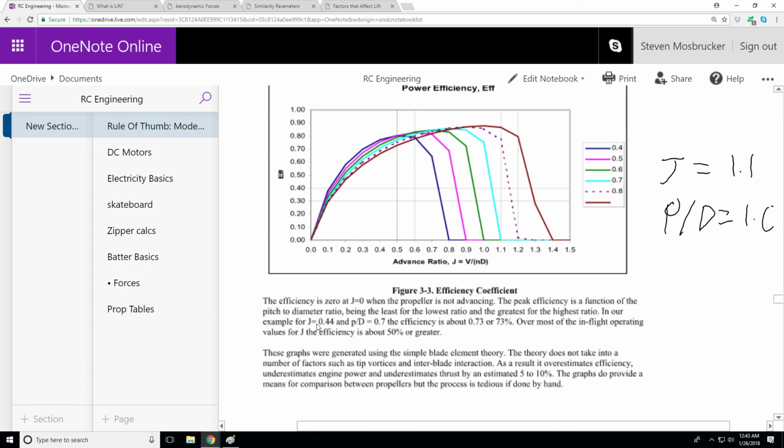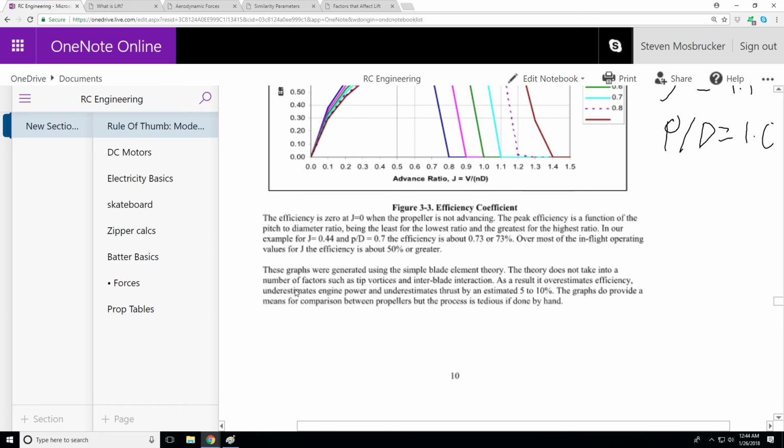So in our example, for J equal to 0.44 and P over D equal to 0.7, the efficiency is about 73%. So let's double check. It's probably wrong again. 0.4, 0.7. 0.7 is turquoise. Yeah, about 73%. I agree on that one. That one's right. Over most of the in-flight operation values for J, the efficiency is about 50% or greater.